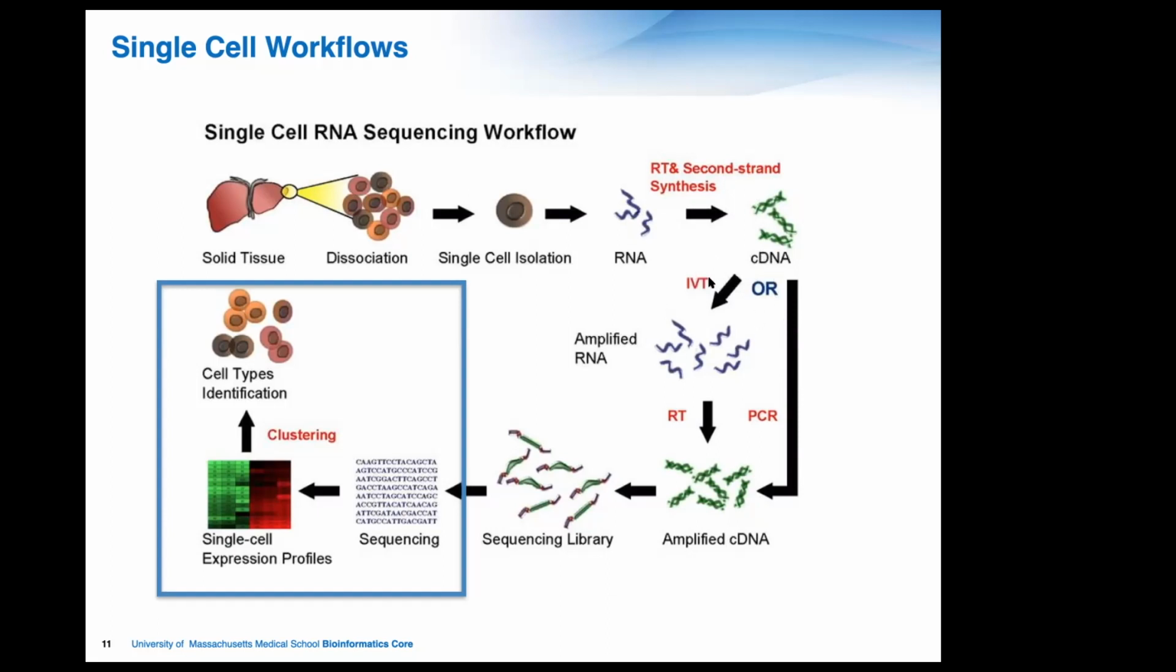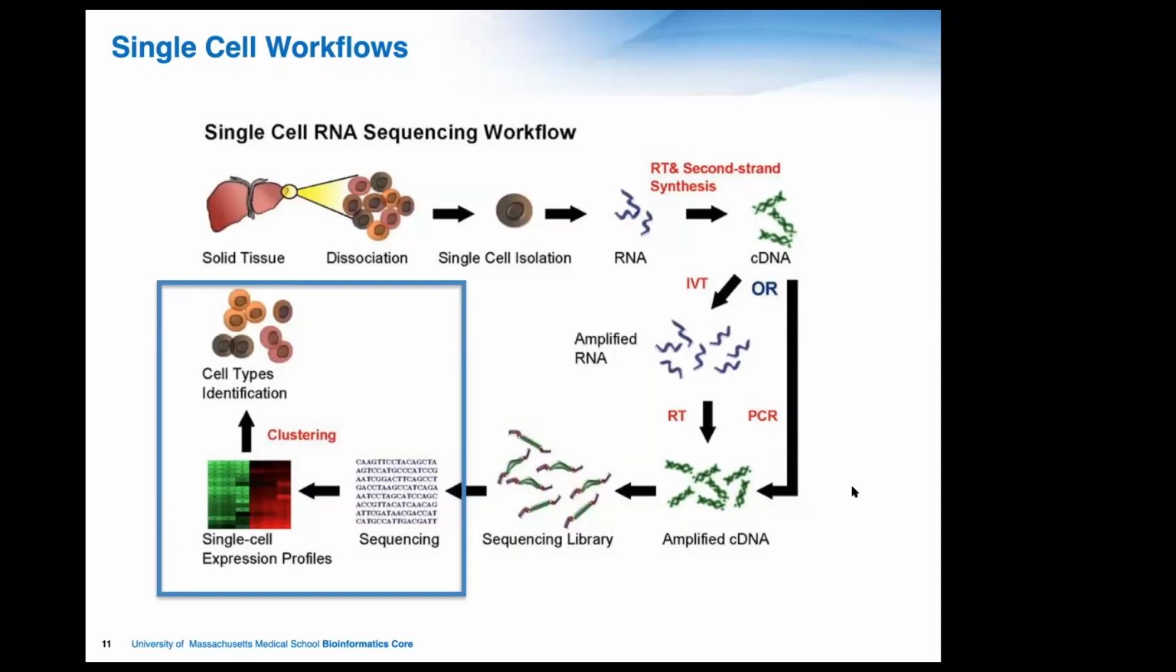Some methods will use IVT, so they'll take that cDNA that you've just created and make many, many copies through IVT, which will make RNA. Then you can take that RNA, RT it again, and get it ready for sequencing. Other methods will take that cDNA and just use PCR to amplify out all of the transcripts that you want.